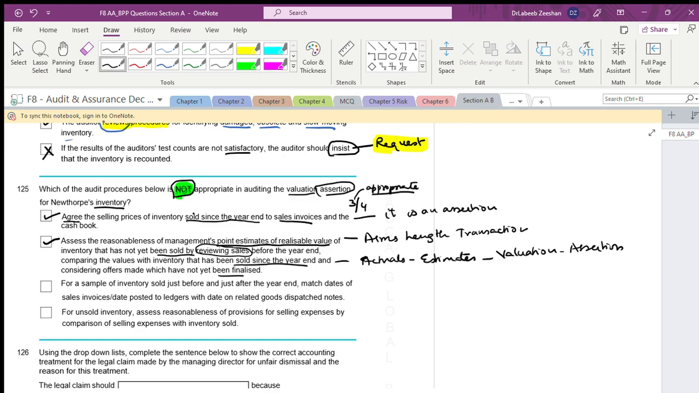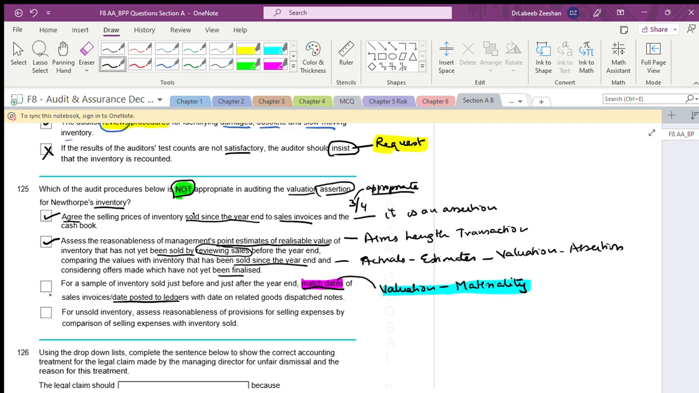For a sample of inventory sold just before and just after the year end, you are matching the dates. See, we are talking in terms of valuation. When we are discussing valuation, the concept of materiality will come into the picture. Here they are talking in terms of dates. Sales invoices, date posted to the ledgers with the date of related goods dispatch notes.